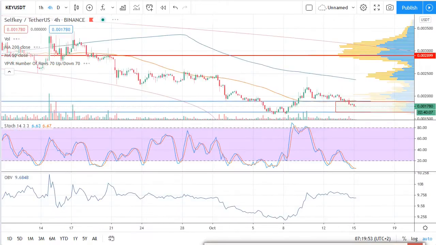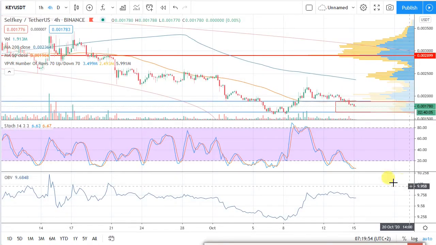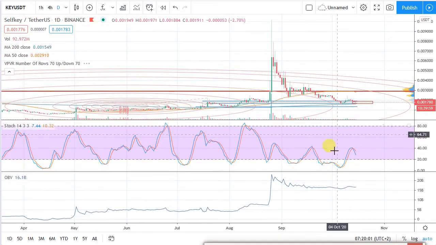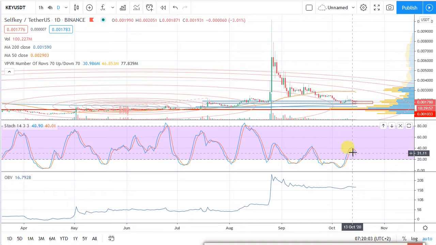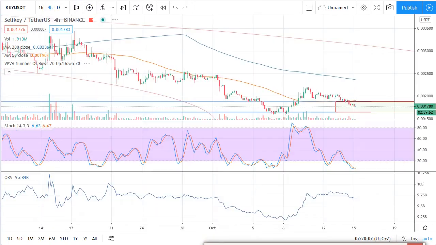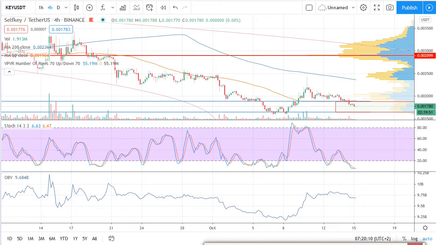Self-Key is a great project that I'm really excited about. Bottomed out here, nice low price, less than my entry point. But looking at the 1 day, we've got a hump. We didn't even make it past the 50% point, and we have a downward trajectory. All right, let's see. I'm going to skip through some of my favorites.